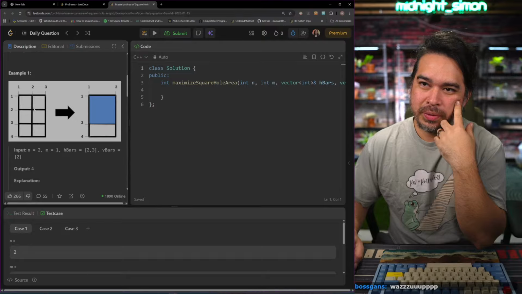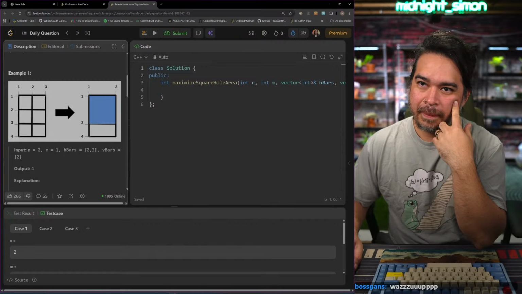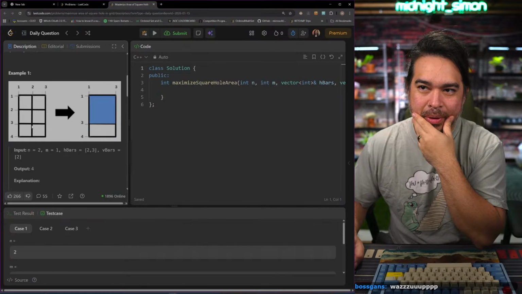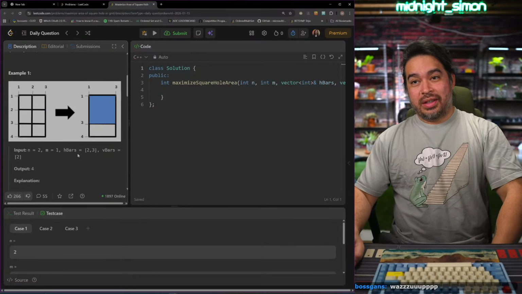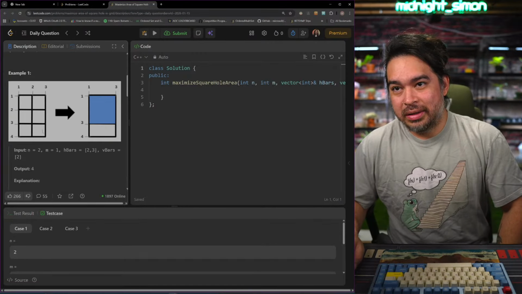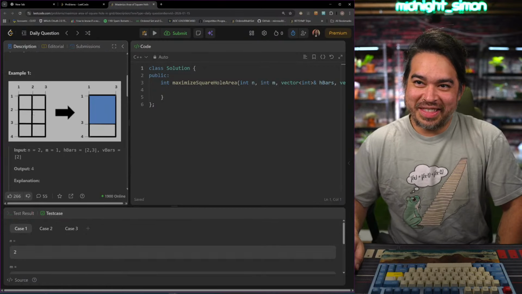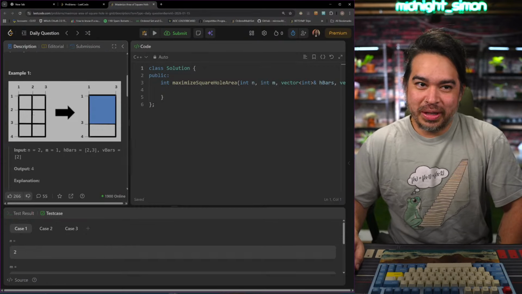So you can remove the 2, and that will create a side that's 2 length. And then we can say if there's anything in the vertical bars, remove that, we can get a side of 2 length. I'm thinking it's something like that, man, but I'm still unsure how to implement.